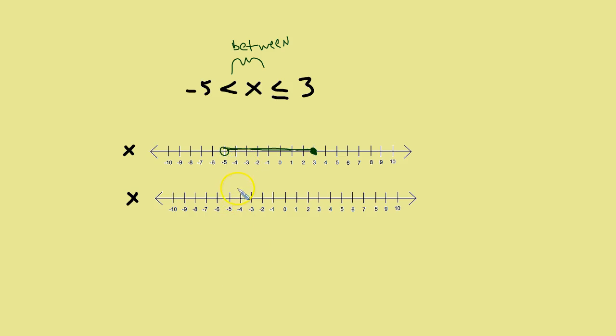With our new notation, we'd use a parentheses here because it's not included. But at the 3, we would use a bracket. And that's what we do in actual interval notation. Instead of writing out a graph, we're going to put parentheses negative 5, comma, 3, bracket. And that describes the interval from negative 5 to 3. Every number from negative 5 to 3 on the number line, all the integers and all the in-between parts. And it also includes 3, but it does not include negative 5. Negative 5 is not actually a solution. It's not part of it, but it's like the starting point of it.